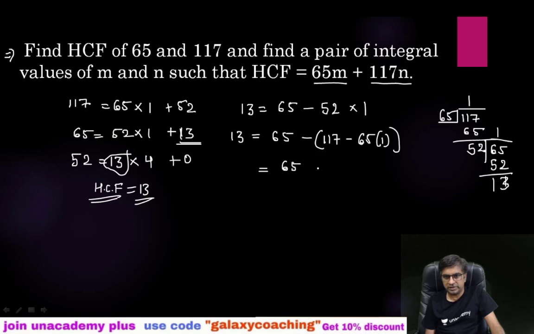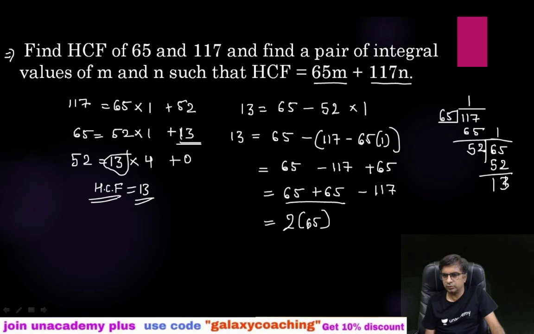Let me open this. 65 minus 117 minus 65, sorry, this will become plus. So can I write it here: 65 plus 65 minus 117? Can I write this as 65 into 2, guys, and minus 117 into 1. So you can compare now this 65 into m, and here 117 into n. So directly by this you can tell me, or we can find out the value of m and n.